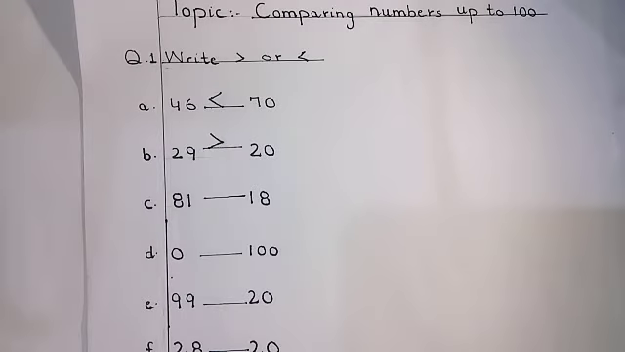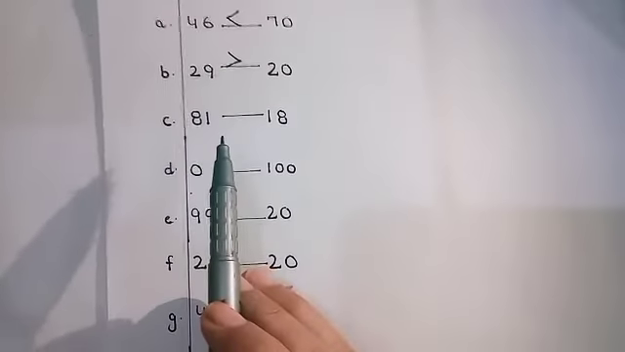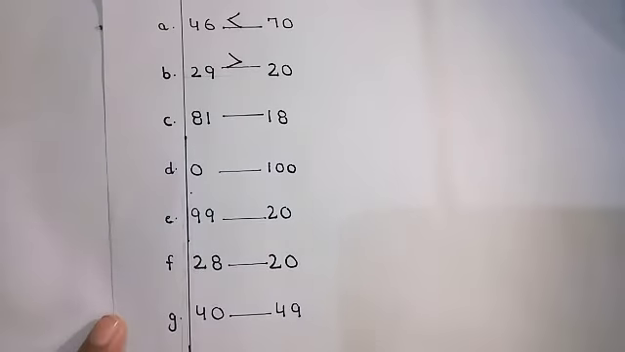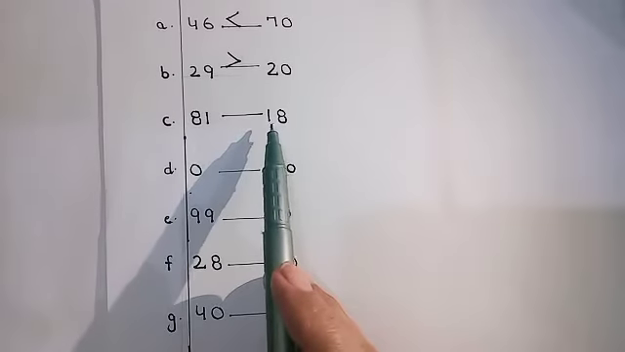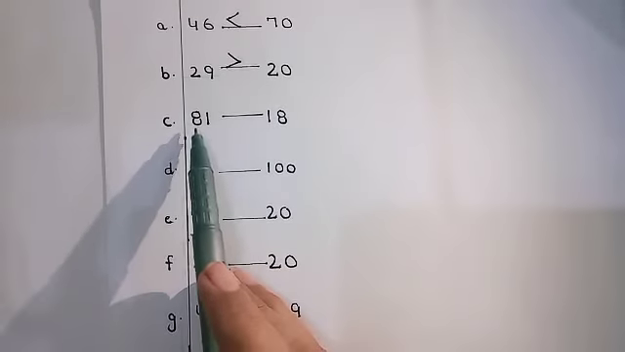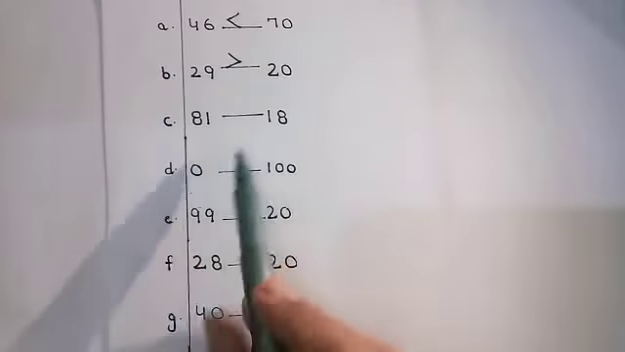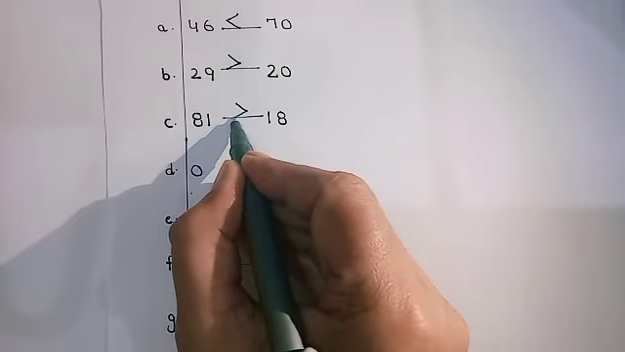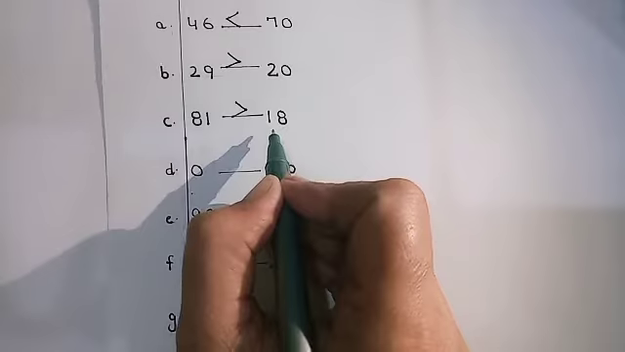Next one is C. You are seeing here 81 is here, and 18 is here. 8 means 8 tens and 1 means 1 ten. 81 and 18, so this is the greater number or bigger number. 81 is greater than 18.